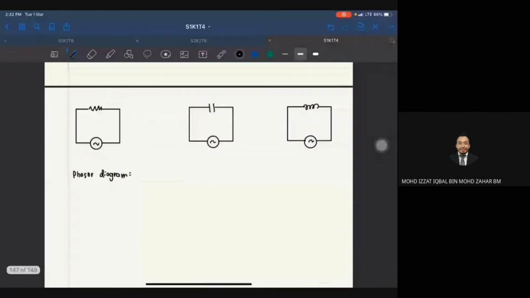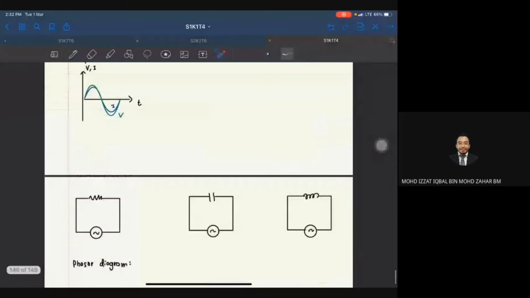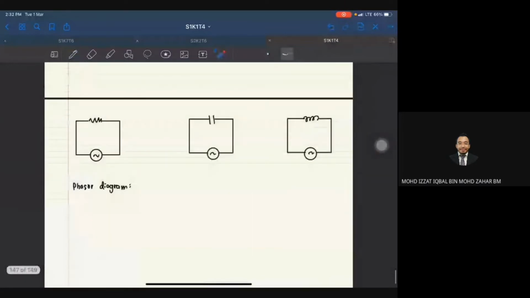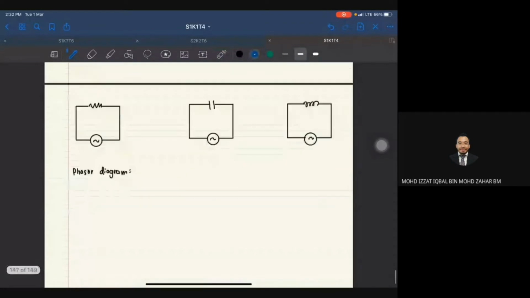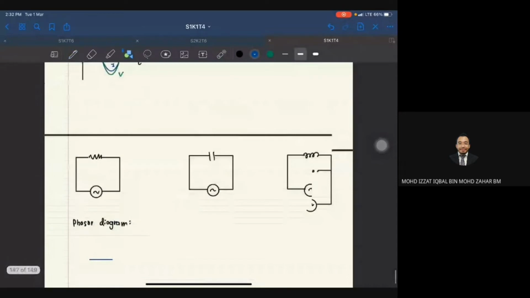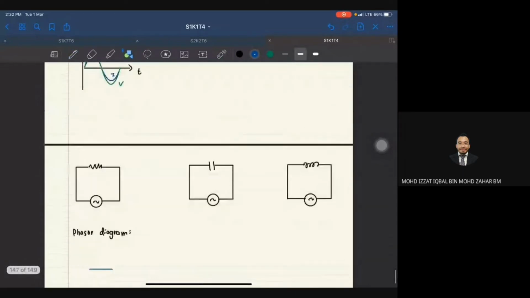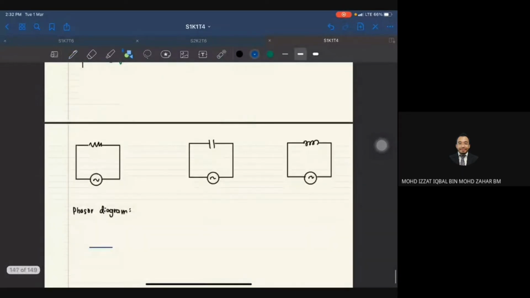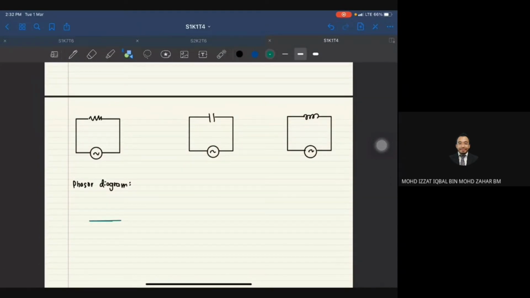So for phase diagram for that one, current dia start daripada, initially kan dia start daripada 0. Okay, so I'm going to put it over here. Current to the right. Saya buat kat atas ni. Tak sure saya nak buat kat atas ni kat bawah. Lepas saya buat kat bawah ni. And then voltage to the right as well.